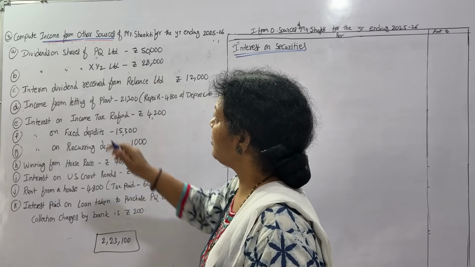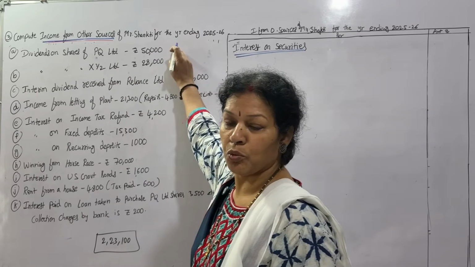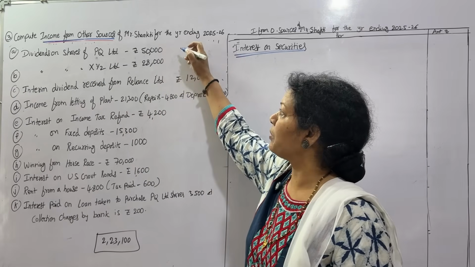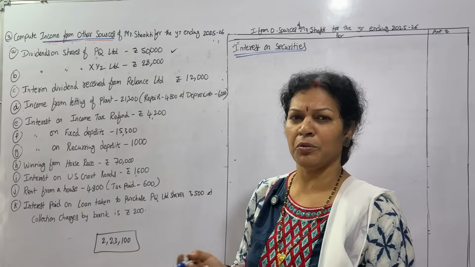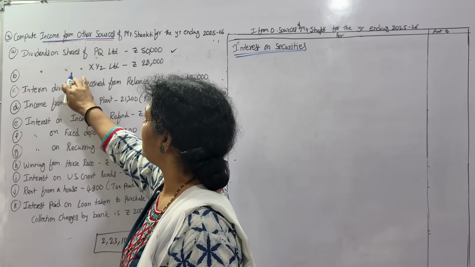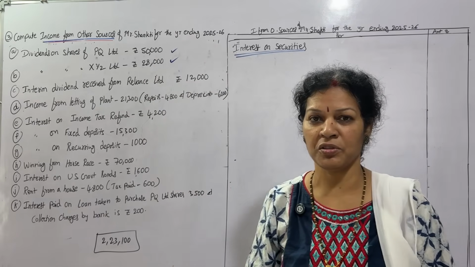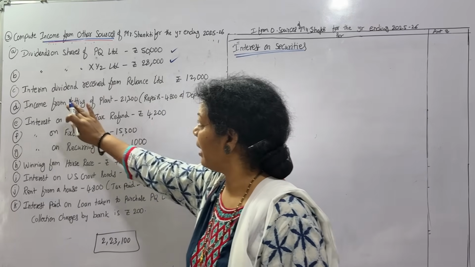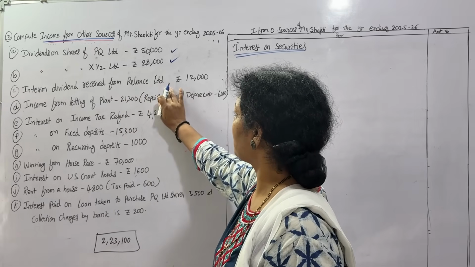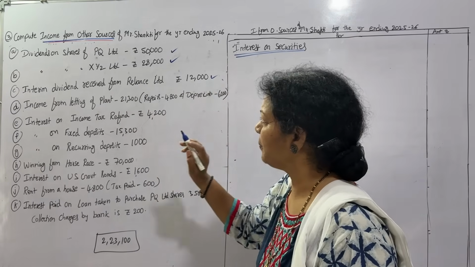First one, dividends on shares of PQ Limited. When you are receiving dividends, this is income from other sources, you know that. Interest or dividend, that is income from other sources. And next, dividends on shares of XYZ Limited, this is also income from other sources. We know it very well. And interim dividend received from Reliance Limited, 12,000. This is also income from other sources.